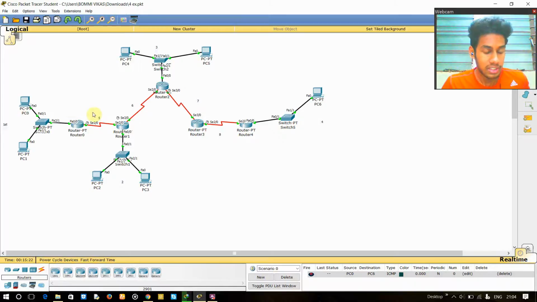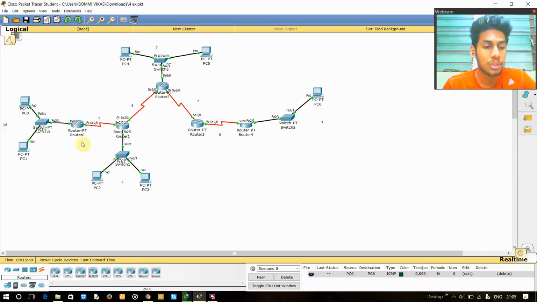So in static routing we are supposed to tell the routers where the networks are present, for it to send the packets effectively. This router 0 is connected to 2 networks: LAN 1, which is here, and the network between router 0 and router 1. So it does not have the intelligence, and it does not know where LAN 2, LAN 3, networks 6, 7, 8 and LAN 4 are present.